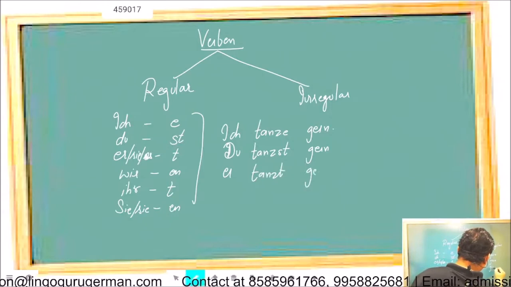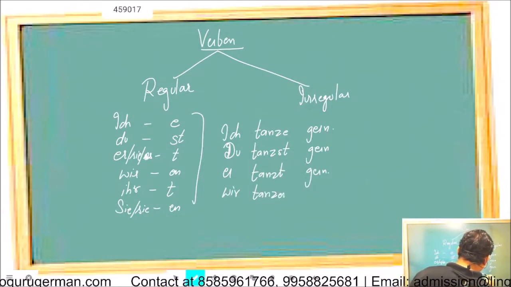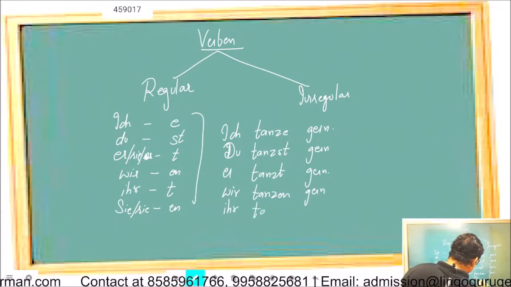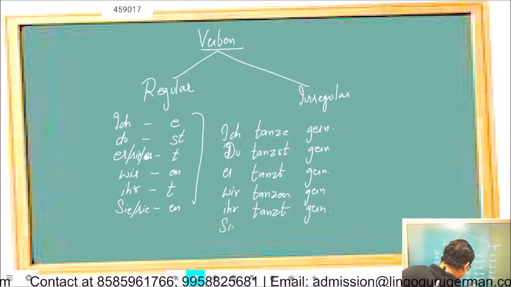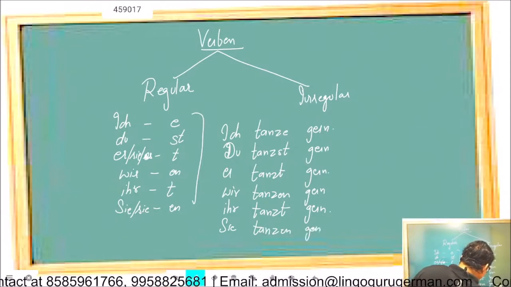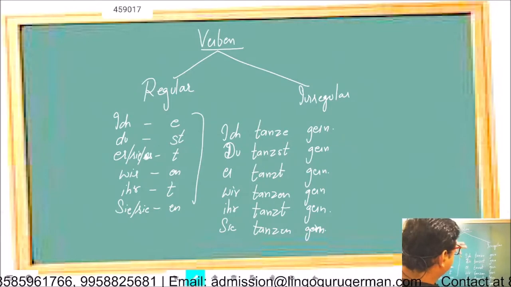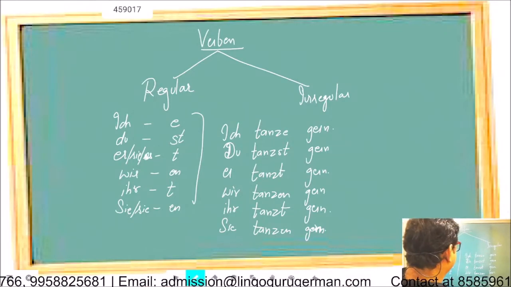Tanzt gern. Wir tanzen gern. Ihr tanzt gern. Sie tanzen gern. They like to dance, you like to dance, I like to dance, you like to dance, he, she, it likes to dance, and so on.